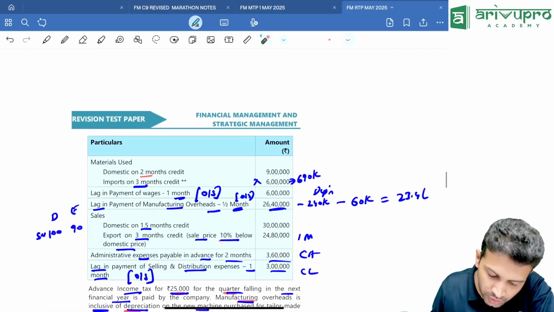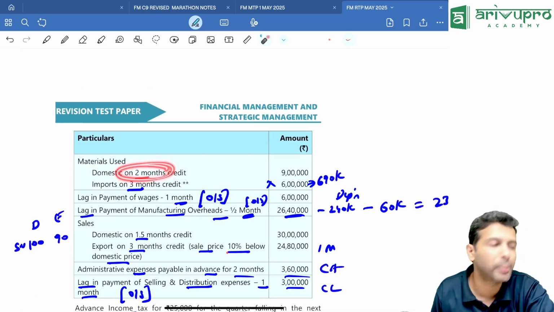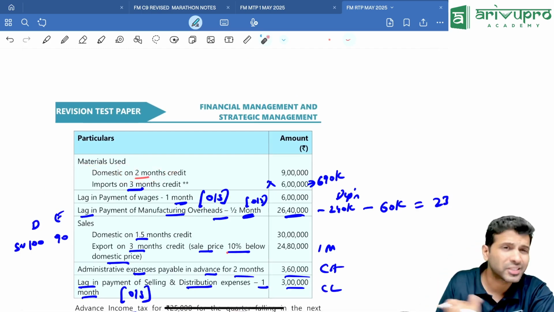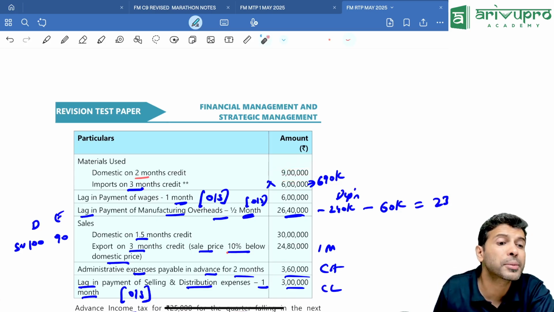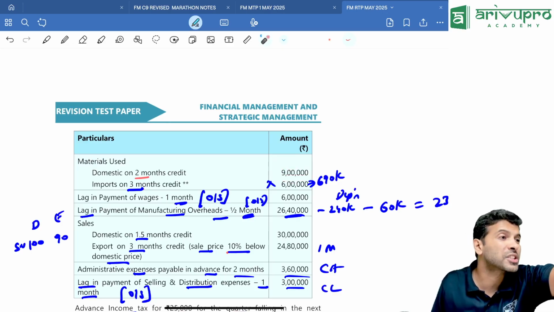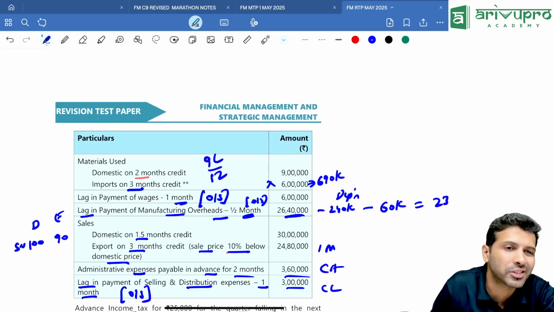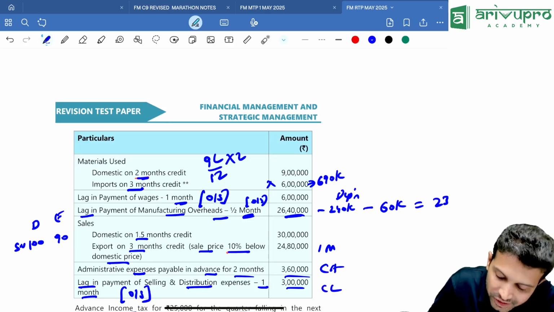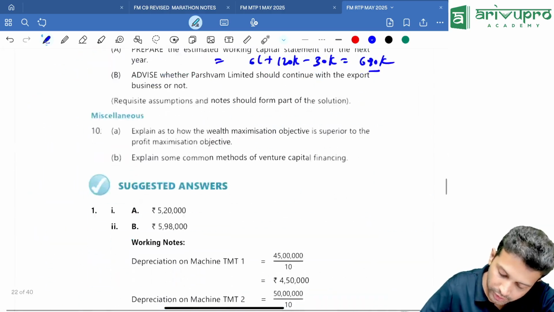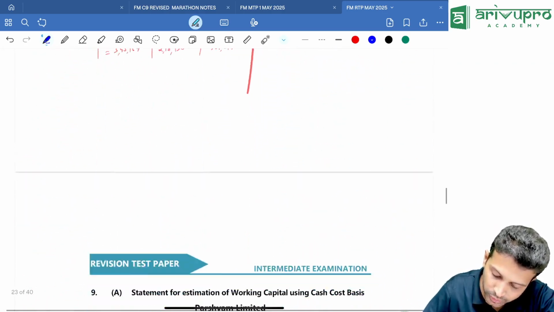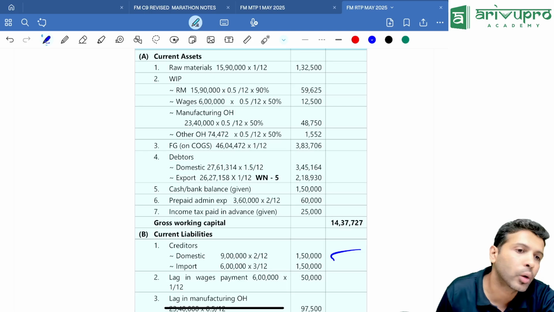First one. You purchased materials domestically, and the domestic creditor gives you how many months of credit? 2 months credit. That means you can directly find the creditors. What are the total domestic purchases? Take your calculator. 9 lakh. 9 lakh is the value for 12 months. The creditor gives you 2 months credit, not 12. So 9 lakh into 2 by 12 is 1 lakh 50,000. That means the creditor value here is 1 lakh 50,000.